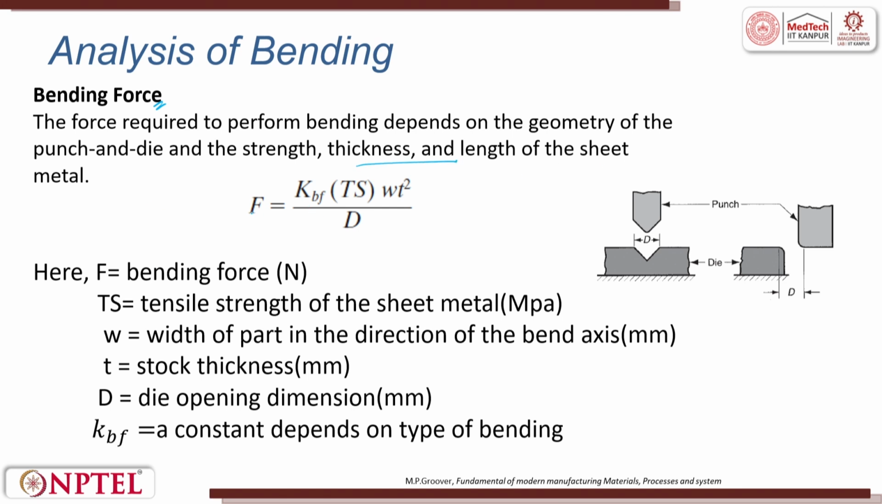So, force is equal to tensile strength into width of the part into thickness of the part, divided by die opening dimension. This is a constant which depends on the type of bending. So, force is equal to Ts. Generally, what we do is Ts into 2 by d, and this is something like a weightage factor. D is the die opening dimension. So, width of the part or width of the sheet.